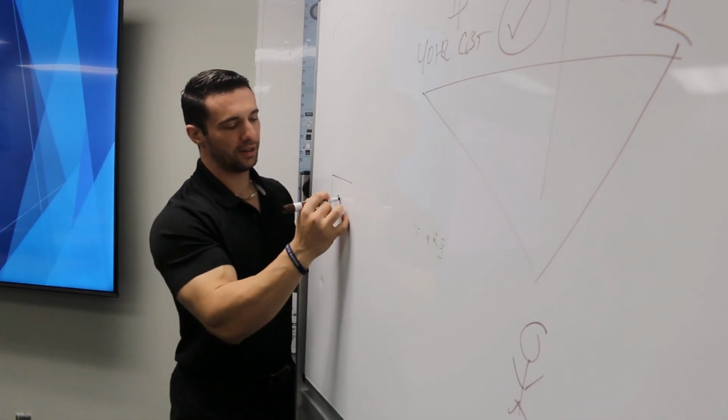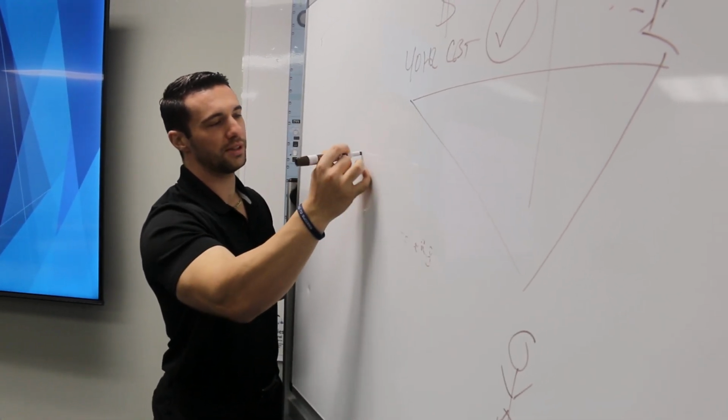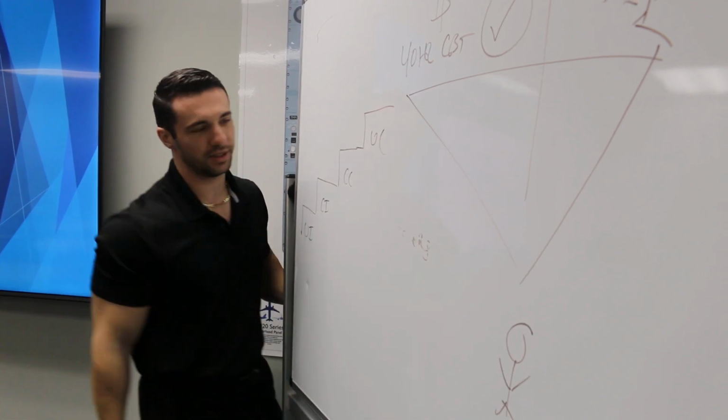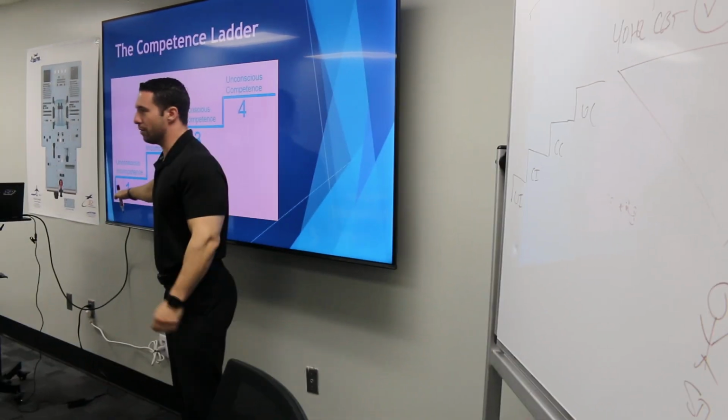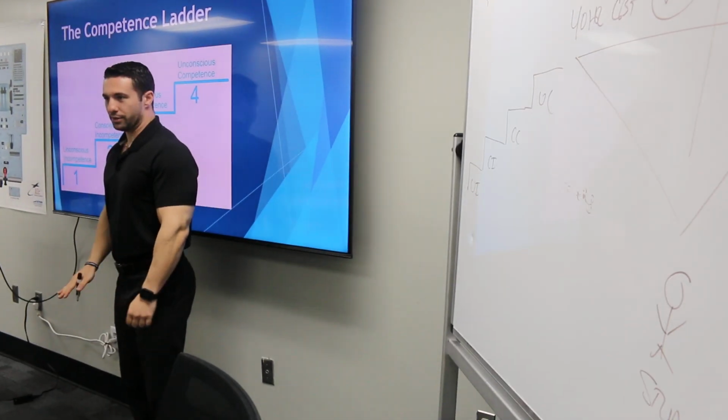Step 2 would be conscious incompetence. Step 3 would be conscious competence, and step 4 would be unconscious competence. Now, here's what this basically means. Step 1, you don't know what you don't know.